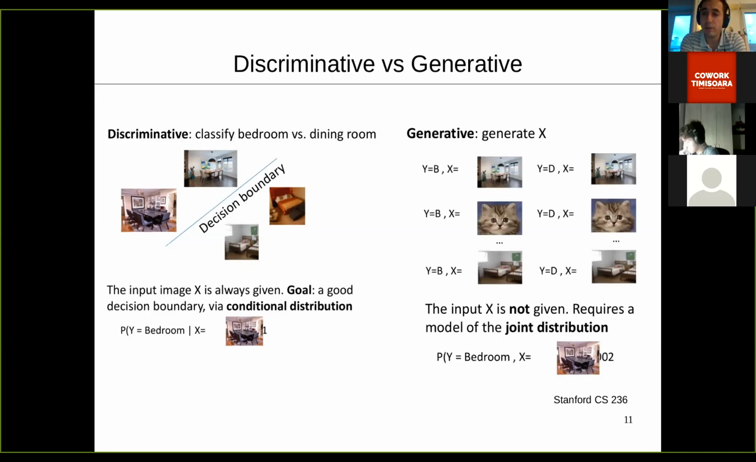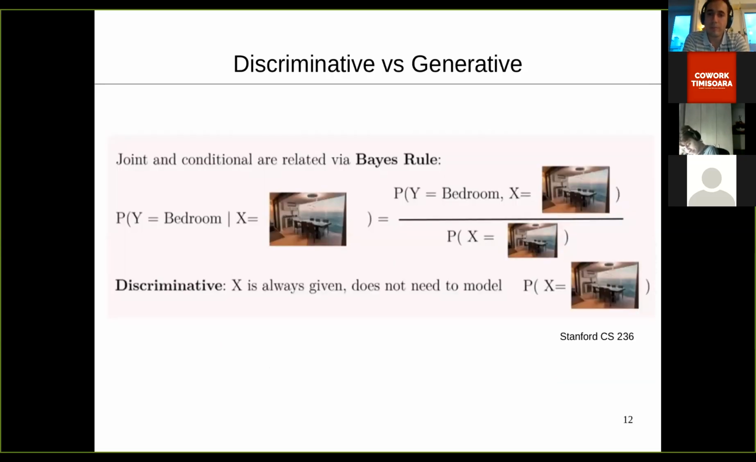In the generative setup, we have to learn a more difficult problem, because what we need to learn is a joint probability distribution of labels and data. So the two are related, as I said before, through what is called Bayes' rule. The term on the left, probability of Y equal a bedroom given this image, this is the discriminative part. The term P of Y equal bedroom, comma X given this image, this is the joint probability distribution. And this is the generative part. So if we learn this harder object, the joint, then we can do also discriminative. So if we learn a generative model, we can also do discrimination. And we divide by the marginal probability P of X, the image.